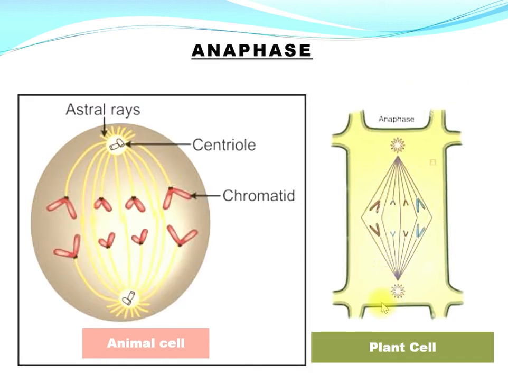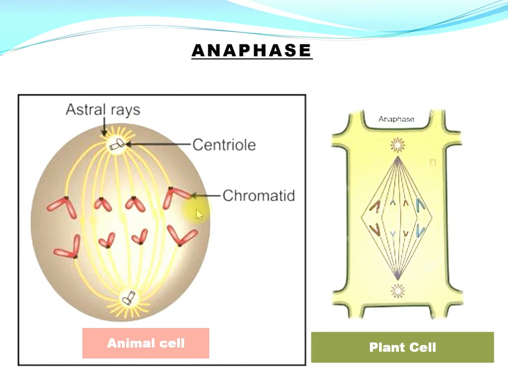Now we come to the anaphase. Now in the anaphase, what do you find here? You find that the chromosomes are separated and each of the chromatids are moving away from each other towards the respective polar ends. Now here what happens? What are the events that take place here?